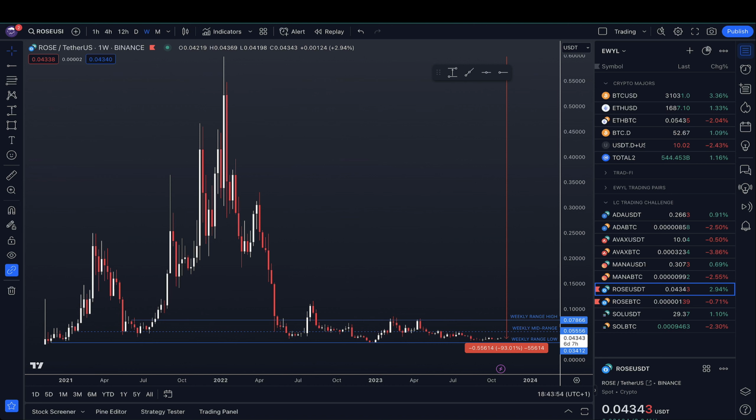So with all that out of the way, let's get on with it. Of course, this is the final pairing of the 5 pairs that I'm covering for the Learning Crypto Trading Challenge. I've already done ADA, AVAX, Mana, and Soul.